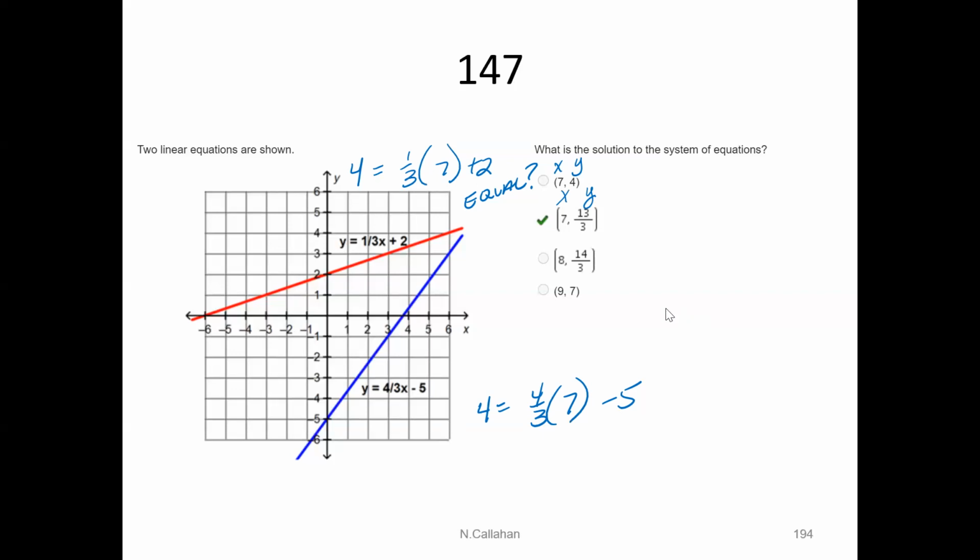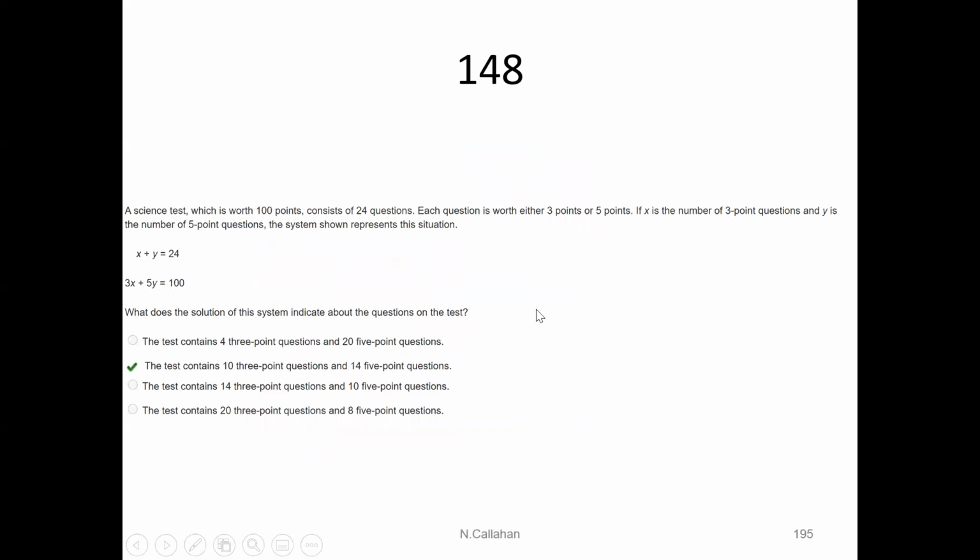Okay, you should have had a little bit of time to play around with this. So let's move on to 148. For 148, it says a science test which is worth 100 points consists of 24 questions. Each question is worth 3 points or 5 points. So if x is the number of 3-point questions, and y is the number of 5-point questions, which one is going to be the answer?